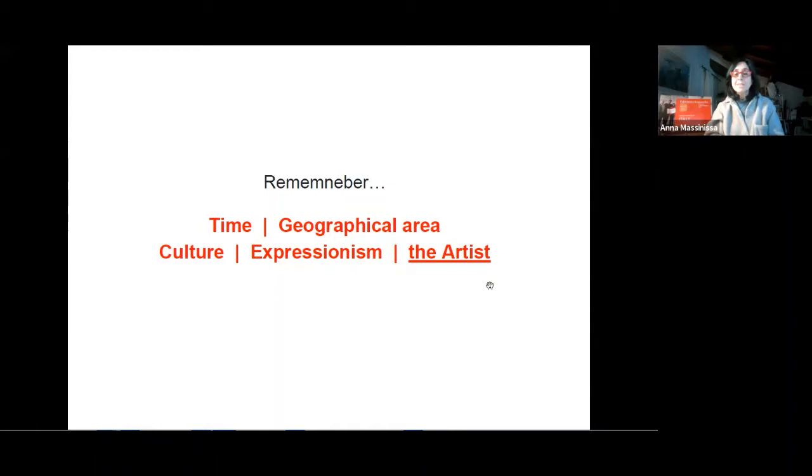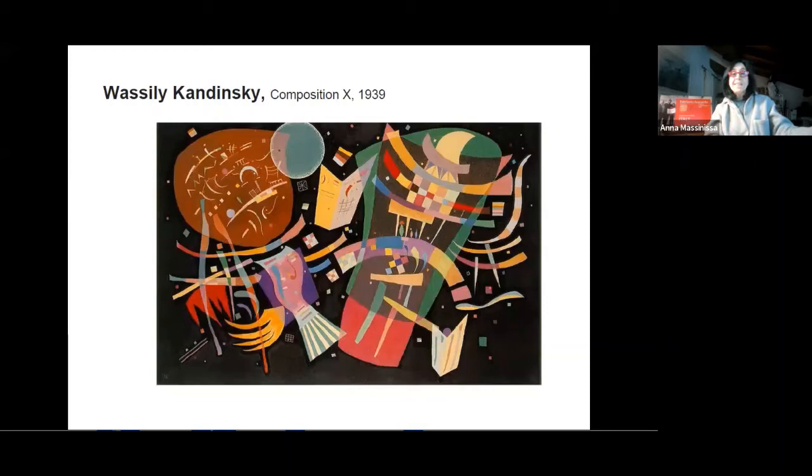And again, we have Vasily Kandinsky, and this is Composition 10, done in 1939, and it is completely abstract. And you see again, the painting has been done to communicate a concept, but the concept is communicated no more by reality, by realism, or by traditional painting, but through a balance done by colors and by shapes.